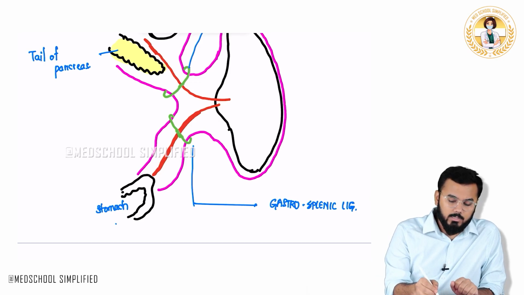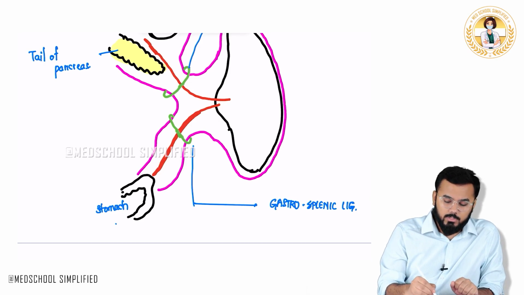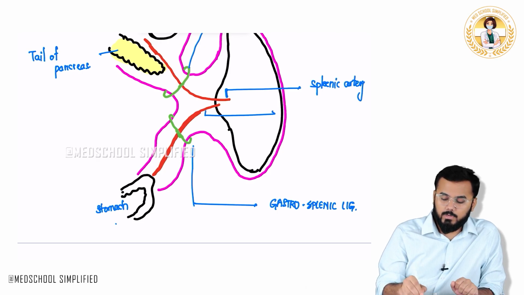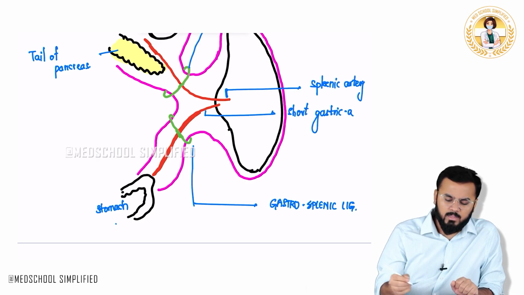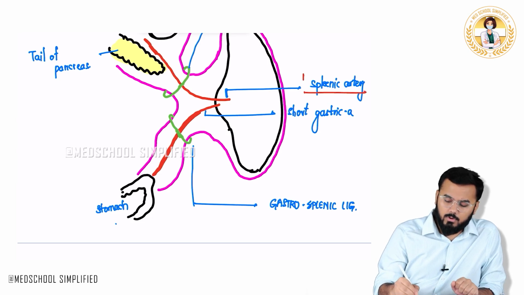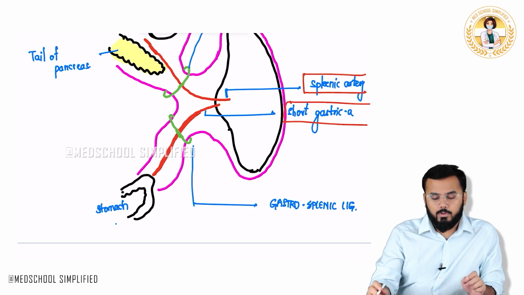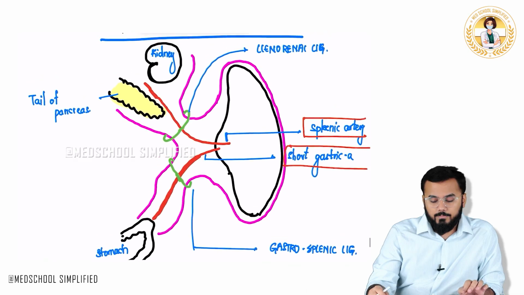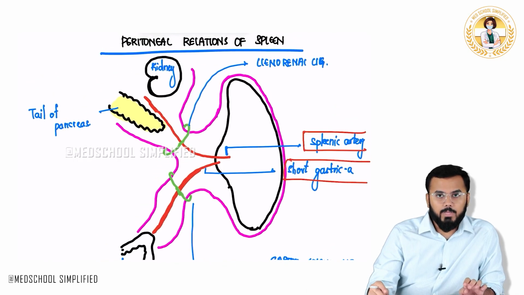So what are these two branches over here? This one over here is your splenic artery, and this one over here is your short gastric artery. So two important things we have: one is the splenic artery, another one is the short gastric artery. So what are the structures over here, guys? These are all called peritoneal relations.